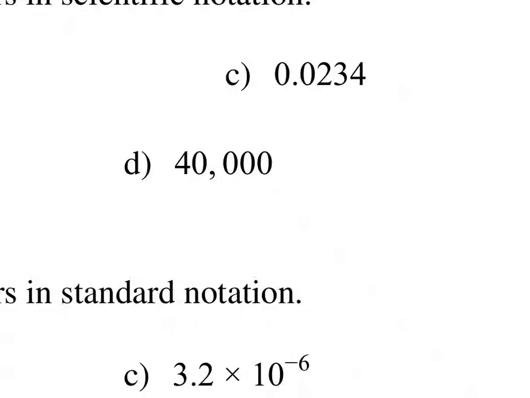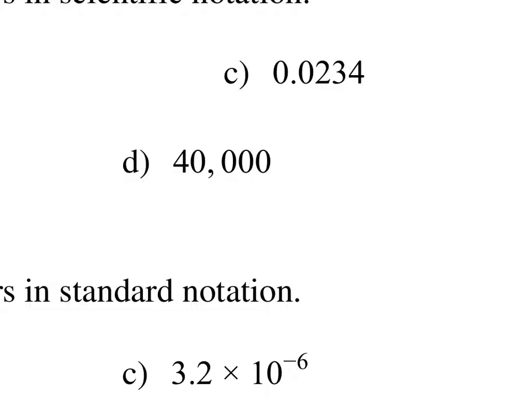Then letter C, I want to move the decimal so it's right here. So this number is going to be at least 1 but less than 10. So if I move it over 1, 2, it's going to be 2.34 times 10 to the negative 2.